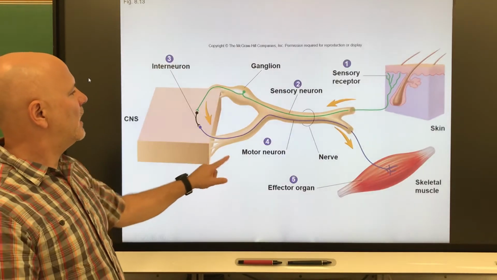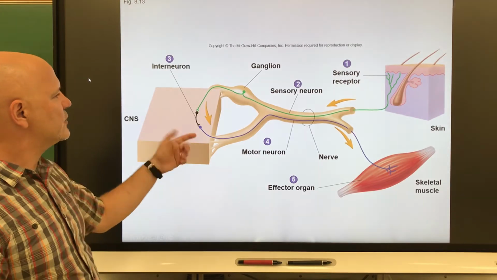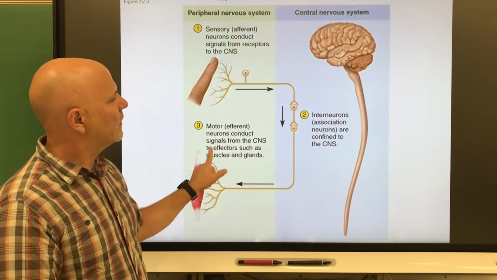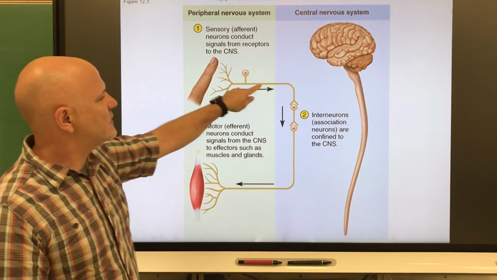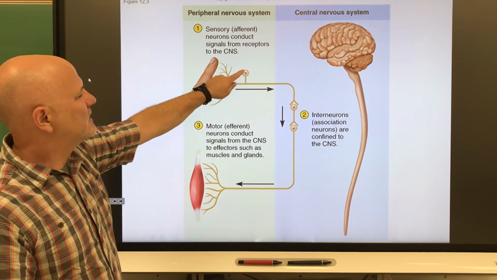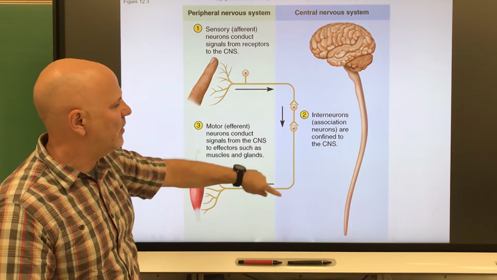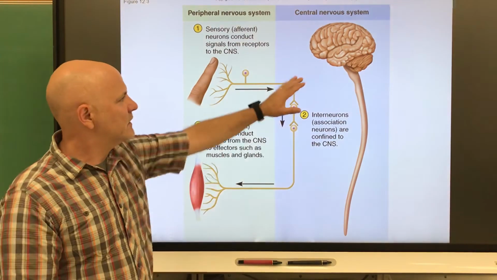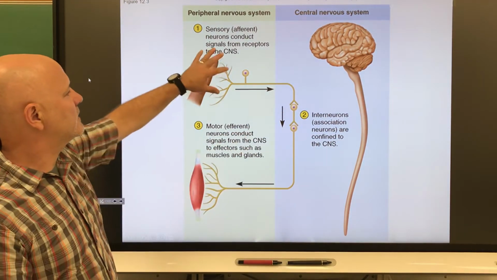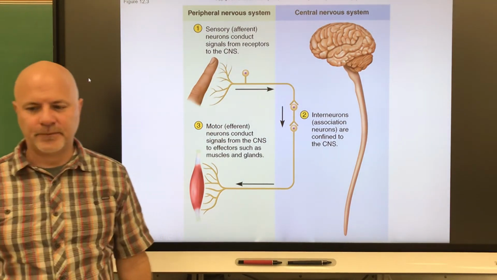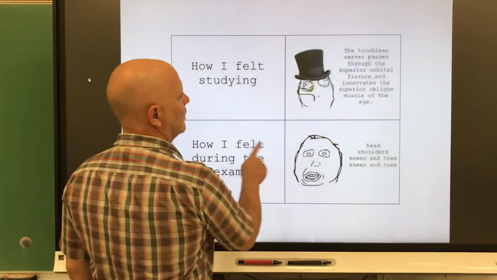So if we go back, well, this picture shows here, we can go a little further back. Yeah, this one here. So here's a sensory neuron. Here are the cell bodies within a ganglia. Here's an interneuron. It's between the sensory neuron and a motor neuron. All right, so this is showing blue within the central nervous system. Green is in the peripheral nervous system. All right, let's move on.